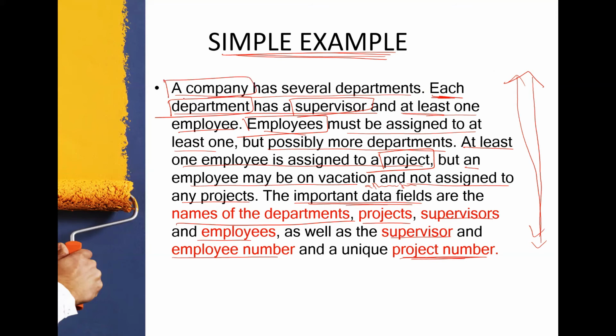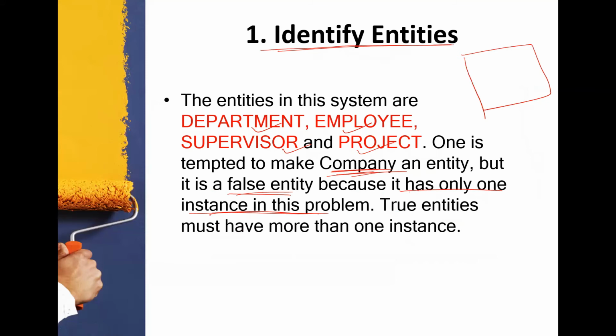So, company ni, dia nak join dengan siapa? Dia wujudnya, orang kata dia tak ada kaitan dengan siapa-siapa. Dia tak ada keluar pun dekat mana-mana dekat bawah ni. So, that's why company tidak sesuai. Okay? Cakap because it has only one instant in this problem, true entities must have more than one instant.